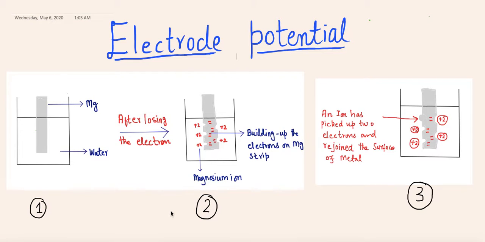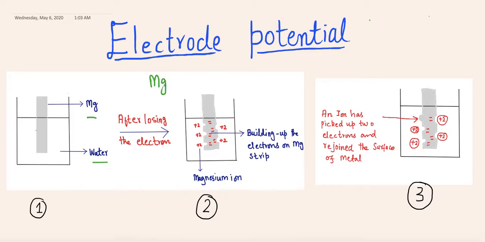In this tutorial, I will teach you about the electrode potential. Suppose you have a piece of magnesium in a beaker of water. In the first diagram, you can see this is the magnesium ribbon and this is the water. What will happen? There will be some tendency for the magnesium atom to lose the electron and go into the solution as magnesium ion like this.